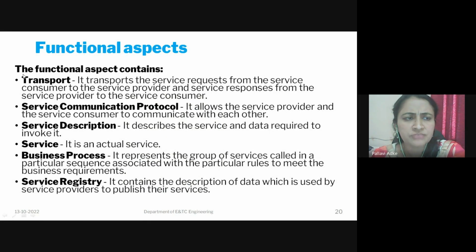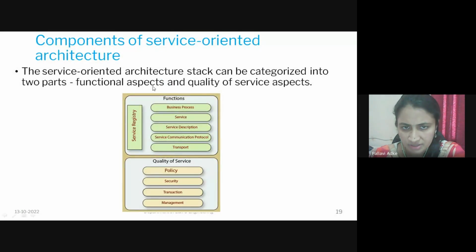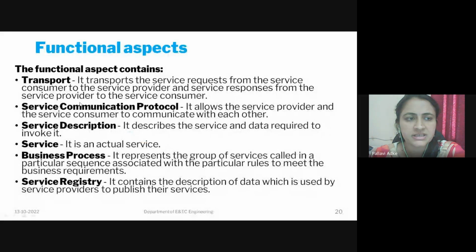So let's see one by one. The functional aspects, the upper one, contain these five things. Let's see them one by one. Transport: it transports the service requests from the service consumer to the service provider, and service responses from the service provider to the service consumer.